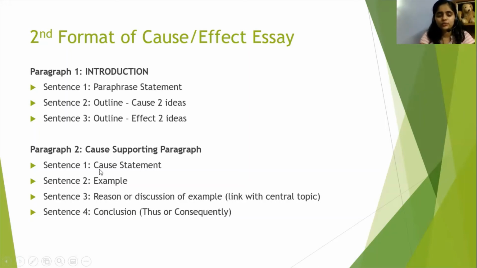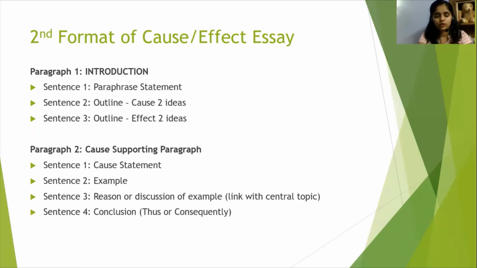What you exactly need to do is, in sentence 1 write the cause, in sentence 2 write the example, and in sentence 3 give a reason or discussion, for example, how population is affecting the environment. You can say that the more the population, the more people will be buying private vehicles, and in turn the more pollution there will be.